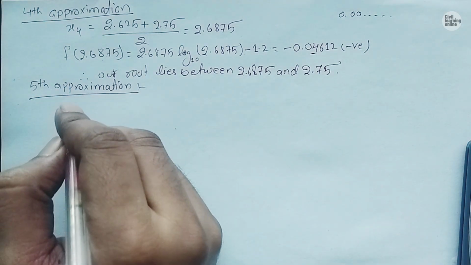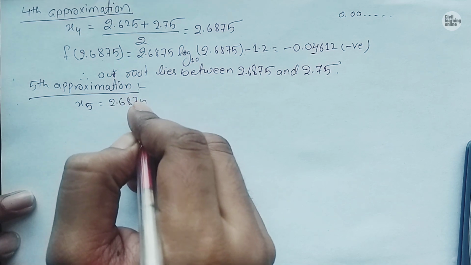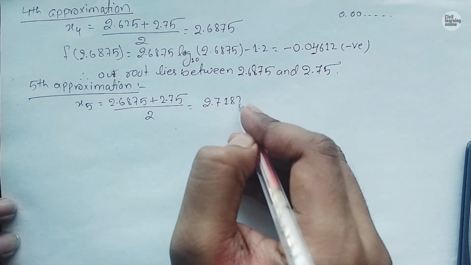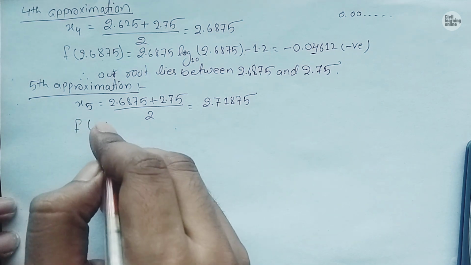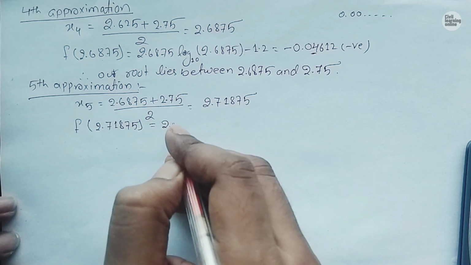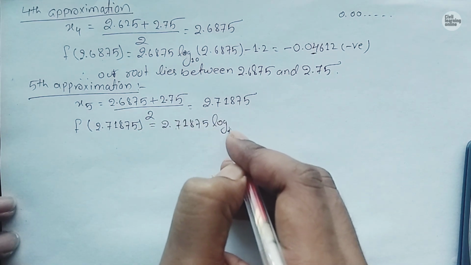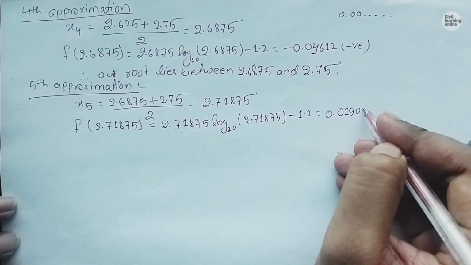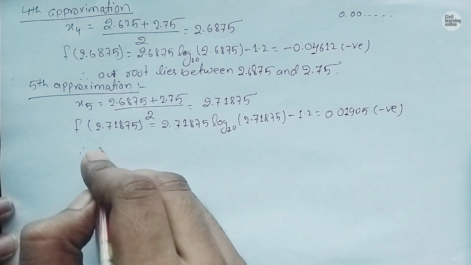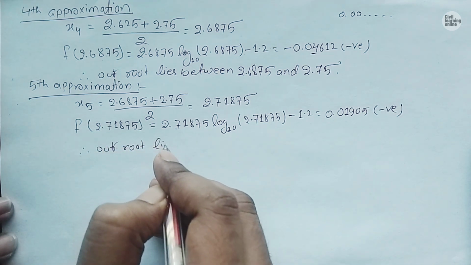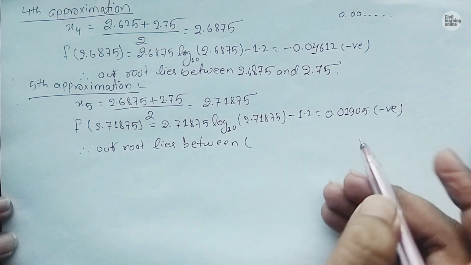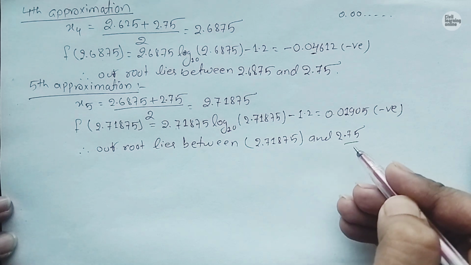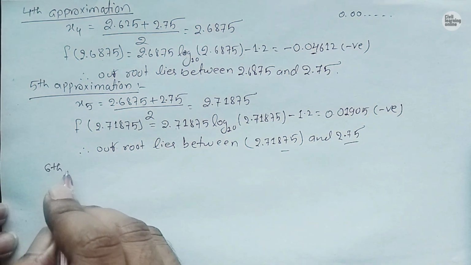So for the fifth approximation we have x5 equals to 2.6875 plus 2.75 divided by 2. On solving this we will get 2.71875 and we will find f of 2.71875, which is 2.71875 log base 10 of 2.71875 minus 1.2 equals to 0.01905. Now again we will write, therefore our root lies between 2.71875 and 2.75, because here we had got a positive value and here we got negative. So we will do the sixth approximation.